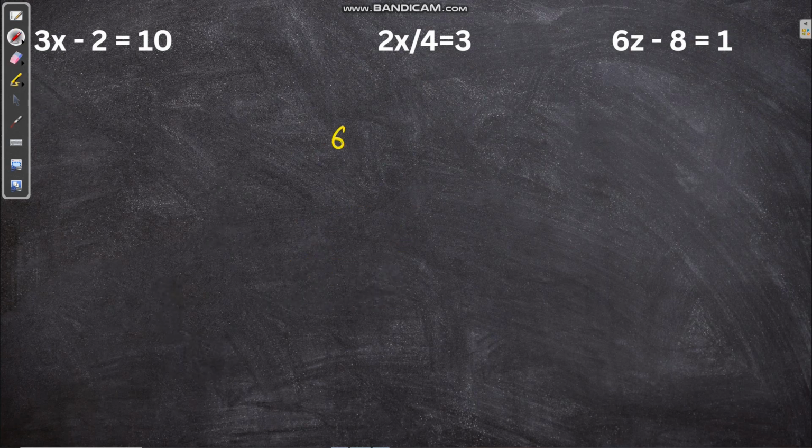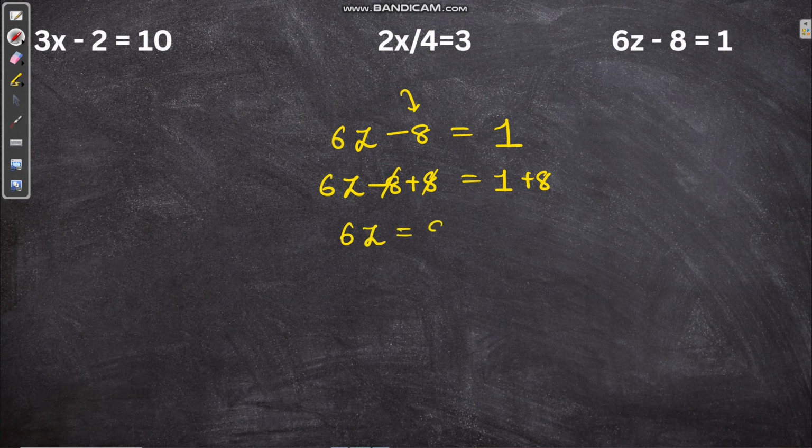So 6z minus 8 is equal to 1. First of all, get rid of the number. So minus 8 is present over here. So what should I add in order to get rid of this? It is plus 8. But I have to add on both the sides. So minus 8 plus 8 is 0. So it is 6z is equal to 9.